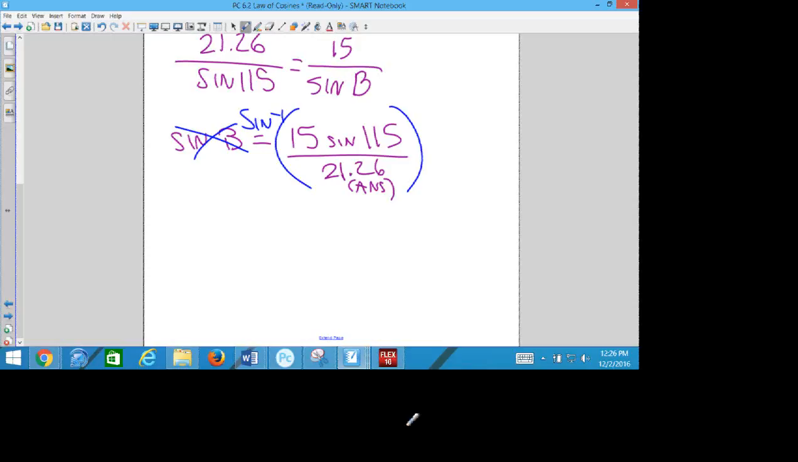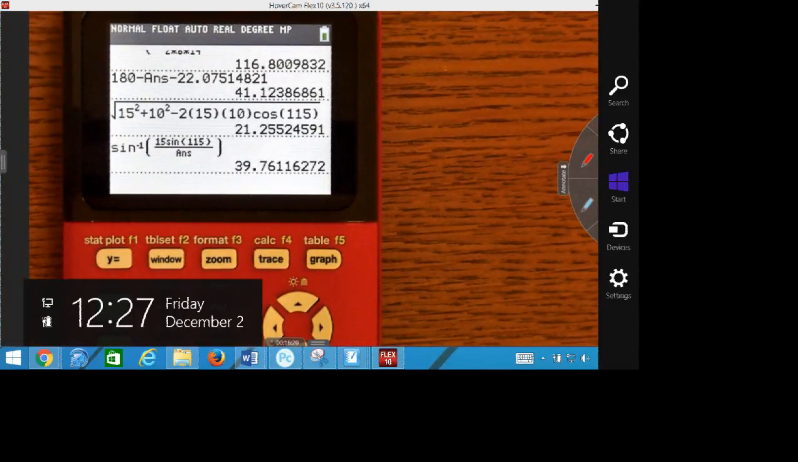All right, I'm slow. 15, sine 115, for answer. There we go. So 39.76. So if you did not get 0.76, you didn't get the exact answer. You got an approximate. Well, this is still an approximate, but you got a less accurate approximate if you didn't use 0.76.